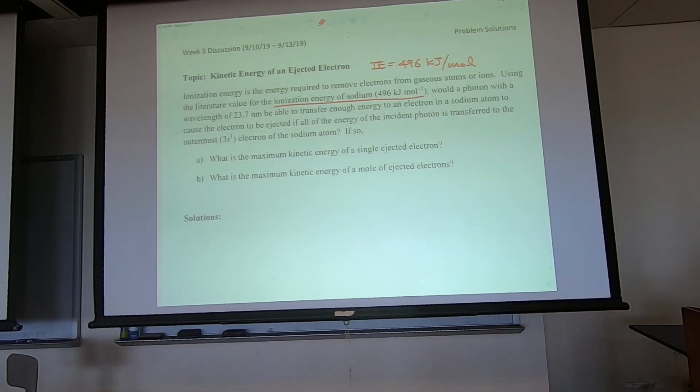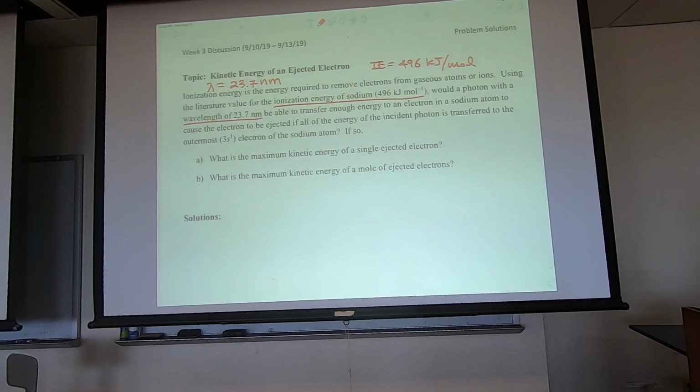Okay, so the first problem is the kinetic energy of the ejected electron. Let's read the problem and extract the information in the form of symbols. So ionization of a metal is shown, with a photon and wavelength, and we use lambda as the wavelength, which is 23.7 nanometers.